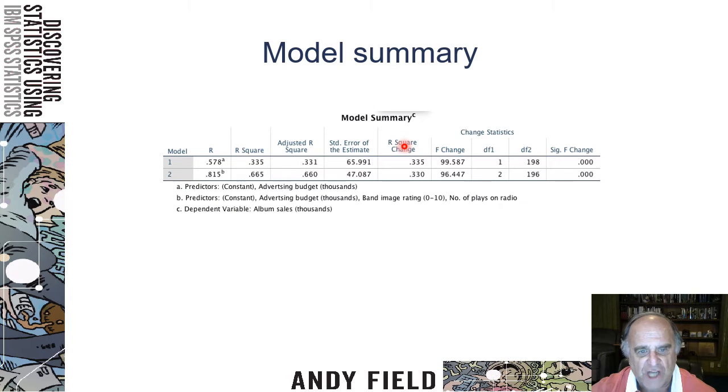The R squared change, which for the first model, of course, is from 0. So we're going from 0 to 0.335, so the R squared changes 0.335, and that change is highly significant. The F is 99.587 with 1 and 198 degrees of freedom, and the p-value associated with that is 0.000.